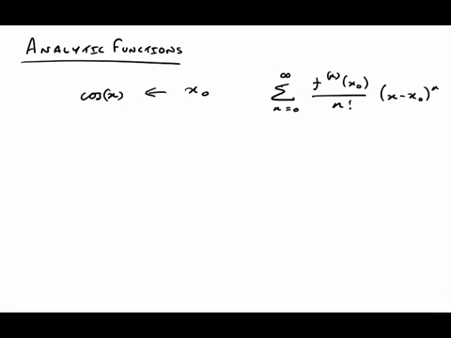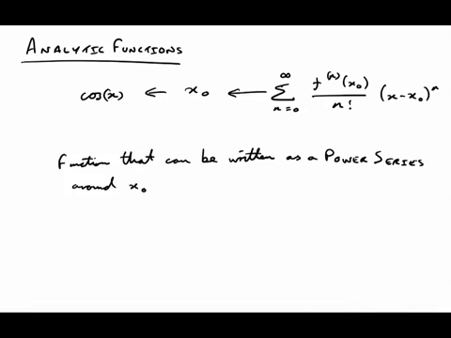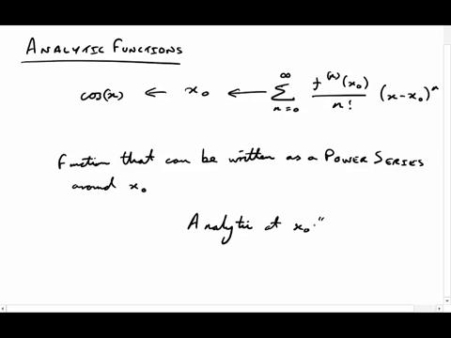So here's the Taylor series. We evaluate the Taylor series of this function here, cos x, around the point x naught. And because we can evaluate it around x naught, then we say that cos x is an analytic function, because it has a power series around x naught, so therefore it's analytic. So an analytic function is a function that can be written as a power series around x naught. Another way of saying that is the function is analytic at x naught.